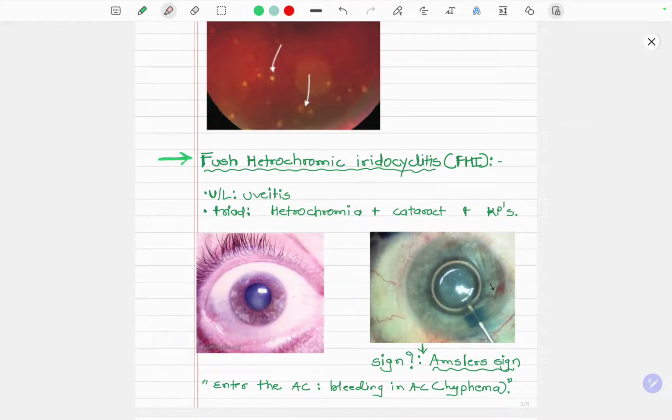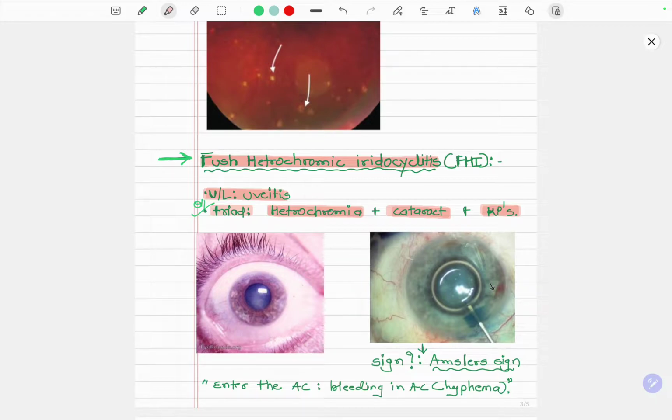Now we'll see a condition which is unilateral to the eye. The unilateral uveitis condition is Fuchs heterochromic iridocyclitis. There will be a triad, and that is the question. The triad of Fuchs heterochromic iridocyclitis is heterochromia, cataract, and keratic precipitates. It is a unilateral uveitis. You can see the picture of Fuchs heterochromic iridocyclitis on the left side.